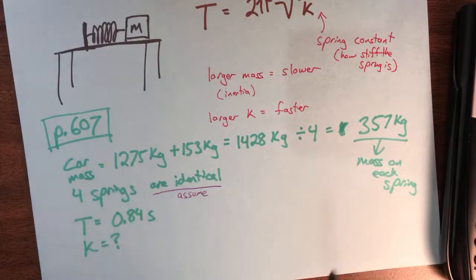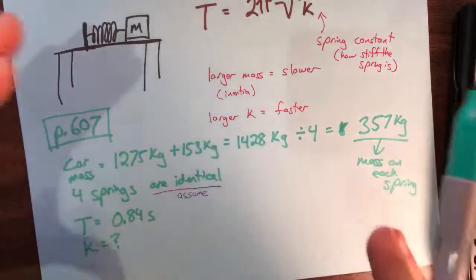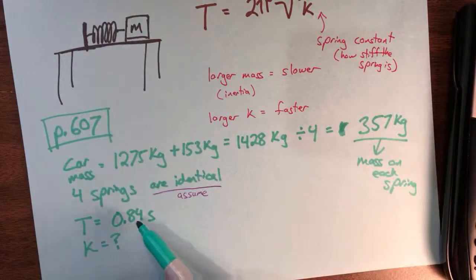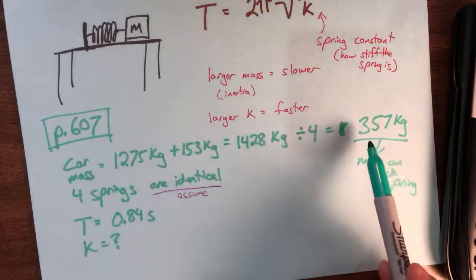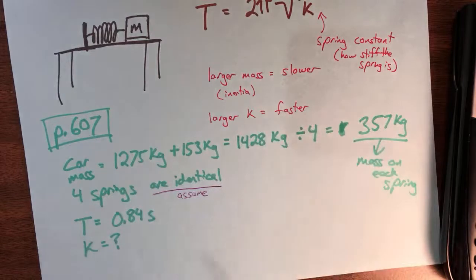What do I mean? When that car is vibrating up and down, each of the springs is going to have exactly the same period. It would be impossible for them to have different periods, right? Each of the springs is going to have exactly the same period, and it's going to be 0.84. So we don't need to modify that. That is the period for each of the springs. That's the mass attached to each spring. Now we can go ahead and solve for K, all right?